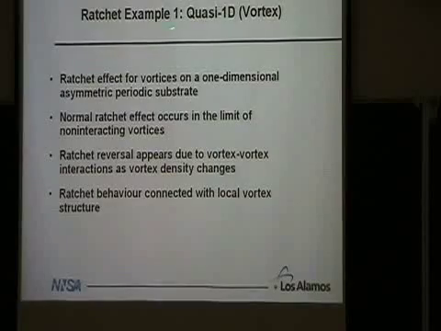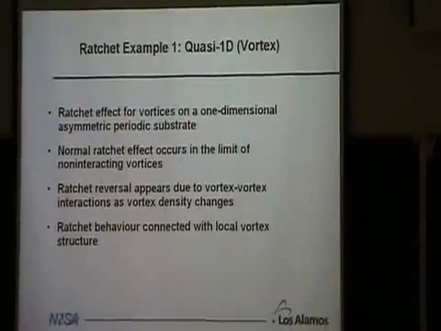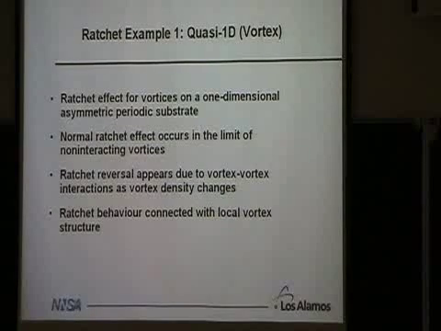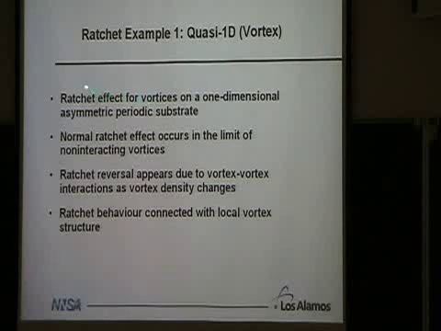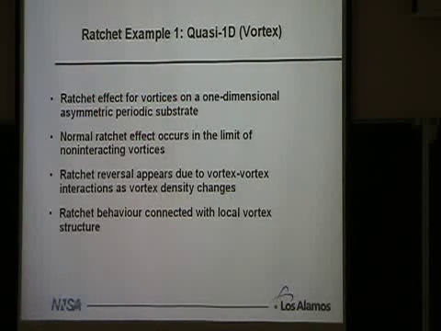Okay, so the first example would be a quasi-one-dimensional ratchet. I'm going to show it to you in a superconducting vortex system, but you can do something extremely similar in a colloidal system. So the idea is we have a ratchet effect for vortices on a quasi-one-dimensional asymmetric periodic substrate. If we have vortices that don't interact with each other, we get what you would call a normal ratchet effect. In other words, the vortices move in the direction you would have expected if you looked at the potential. But as we increase the vortex density and the vortices start interacting with each other more, we get a ratchet reversal. And this we can show is connected with local vortex structure.